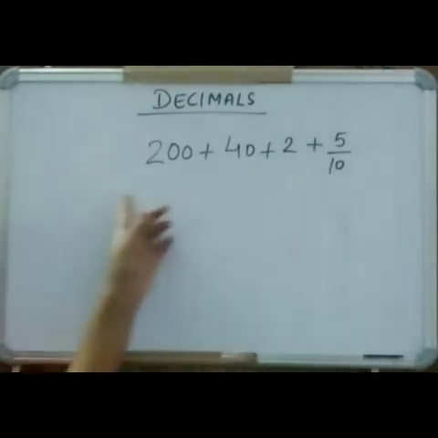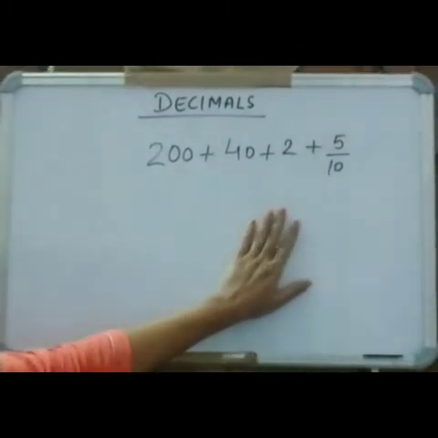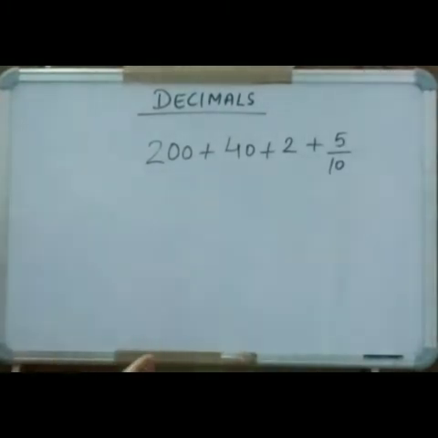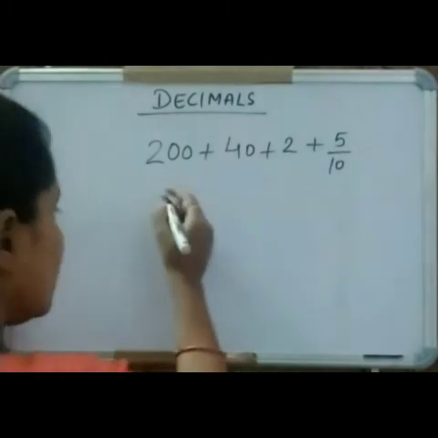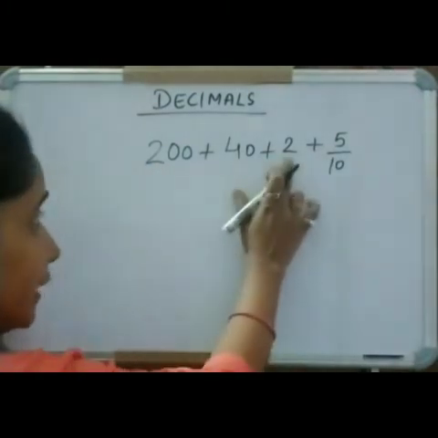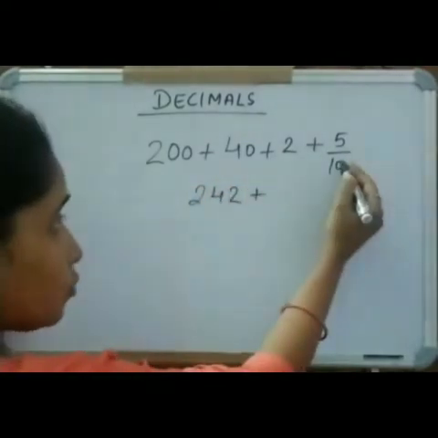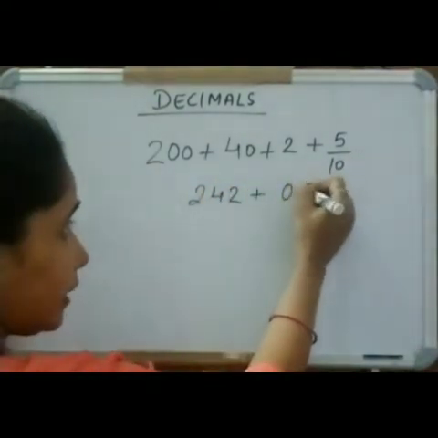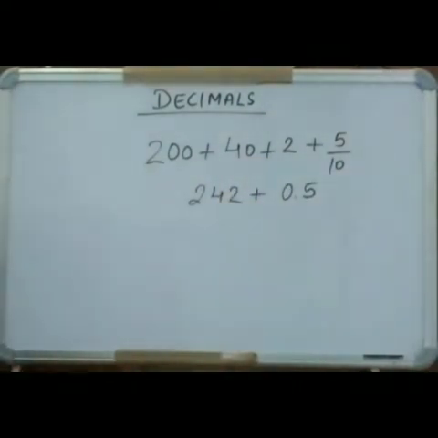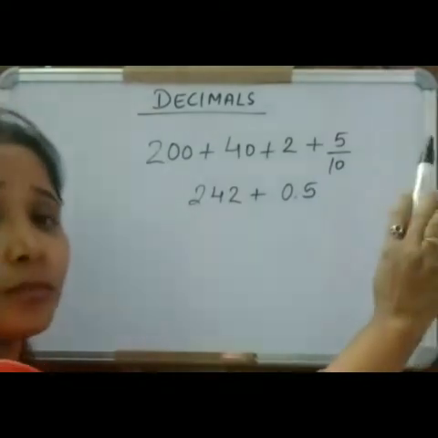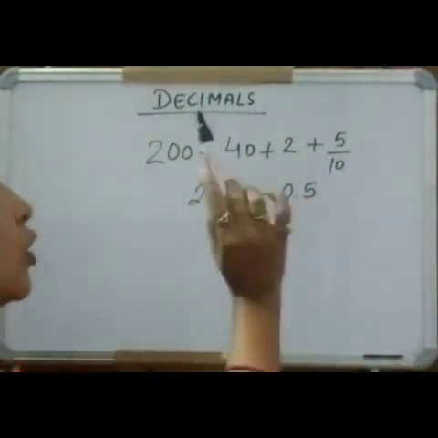Now see, an expanded form is given. We have to write this expanded form as a decimal number. So how will we write it? Here this is 240 and this one is 2, so it is 242, plus this one, which we write as 0.5. Whenever a fraction comes with 10, 100, 1000 like this, that is powers of ten, we write it like this.